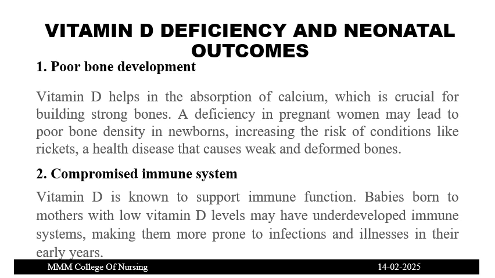Okay, neonatal outcomes. First is poor bone development. Vitamin D helps in the absorption of calcium, which is crucial for building strong bones. Deficiency in pregnant women may lead to poor bone density in newborns, increasing the risk of conditions like rickets, a disease that causes weak or deformed bones. Next is a compromised immune system. Vitamin D is known to support immune function. Babies born to mothers with low vitamin D levels may have underdeveloped immune systems, making them more prone to infections and illnesses in their early years.